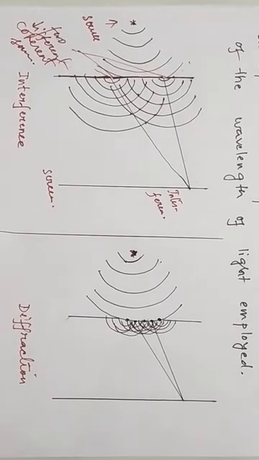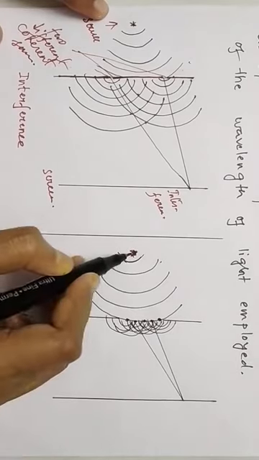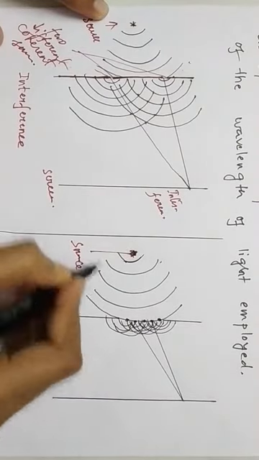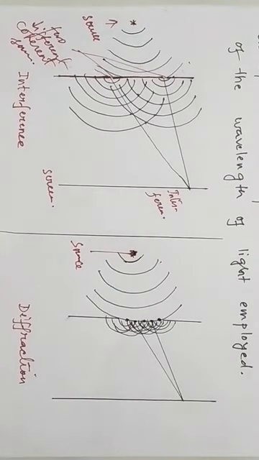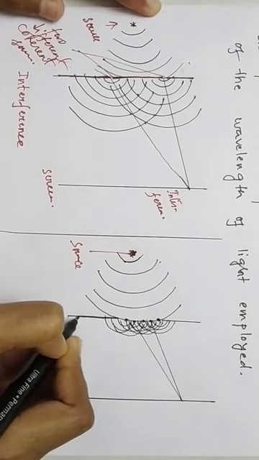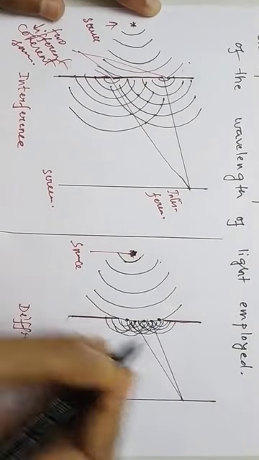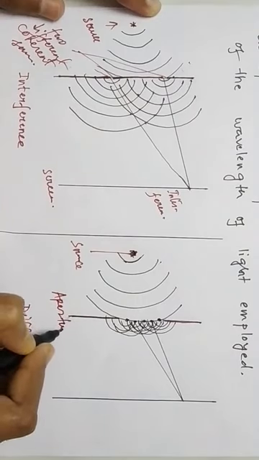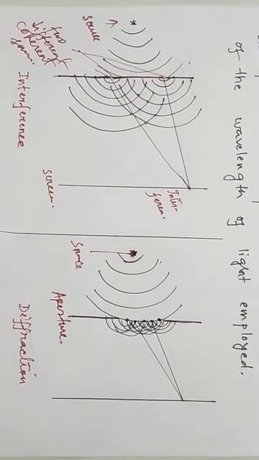Whereas if you look at diffraction, what happens? Suppose over here we have some source generating a spherical wavefront, and then we have an aperture with some opening. If the dimension of the aperture is comparable with the wavelength of the light, then the light suffers diffraction, that is, the light rays bend around the edges of the aperture.